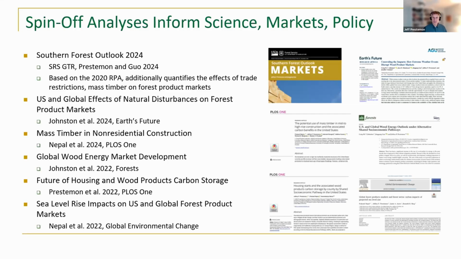For one, we can answer more detailed questions about the South, and that's covered in the Southern Forest Outlook, recently published. I encourage you all to go take a look at that. We've looked at things like the effects of natural disturbances on global markets and U.S. product markets, recently published. Mass timber use in non-residential construction, a recent paper lead authored by Prakash Nepal, another collaborator in a lot of this RPA work. Global wind energy market development. Where is the carbon being stored in housing? We have projections to 2070, and that's covered in one paper recently published.